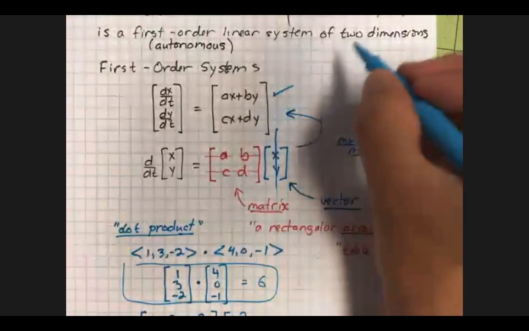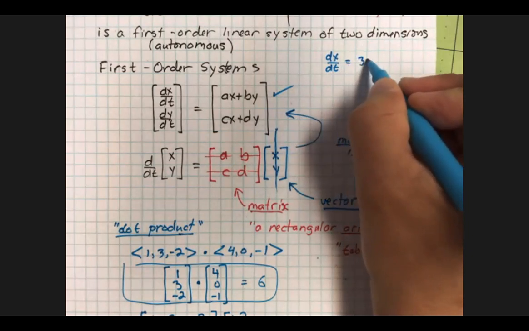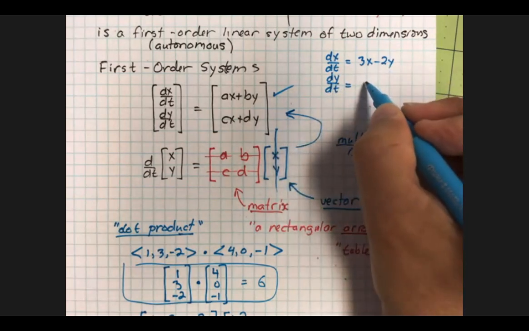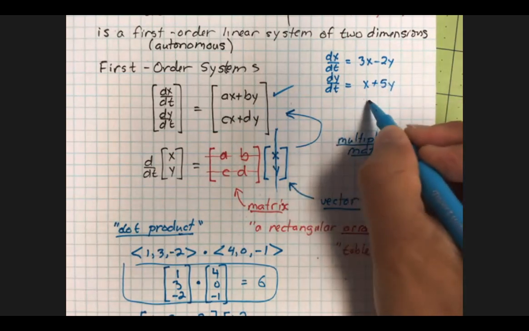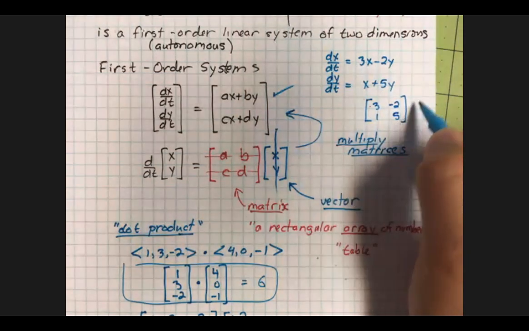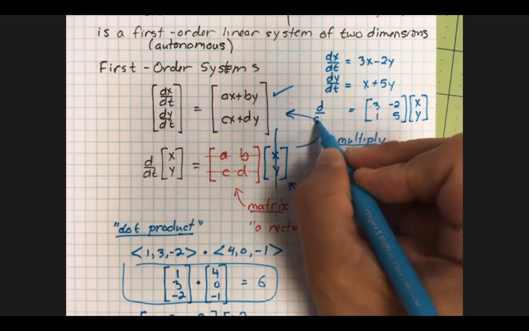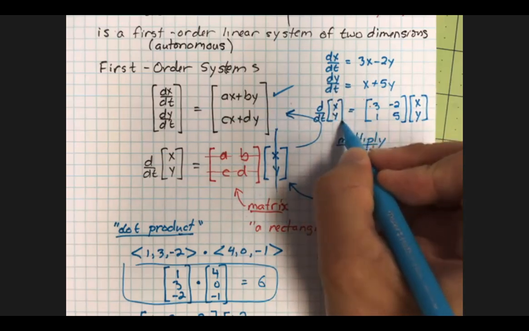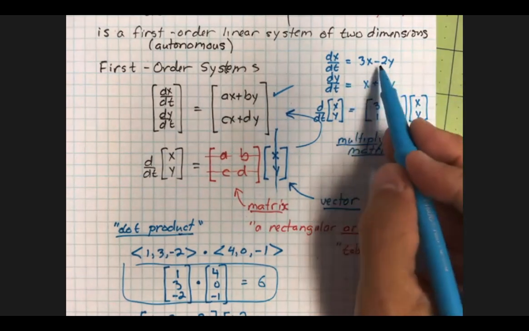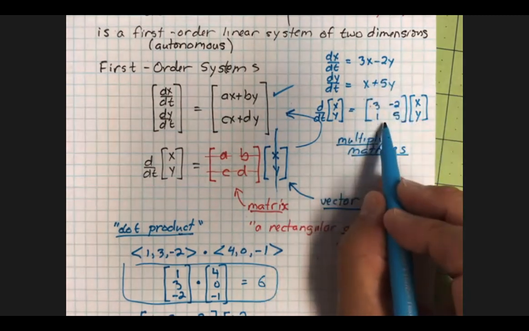So if I created a linear system for you, here's just an example off the cuff. dx/dt is 3x minus 2y and dy/dt is x plus 5y. This would be the same thing as writing the matrix 3, minus 2, 1, 5 times the vector xy equals the derivative with respect to t of xy. So these two presentations are the same system.